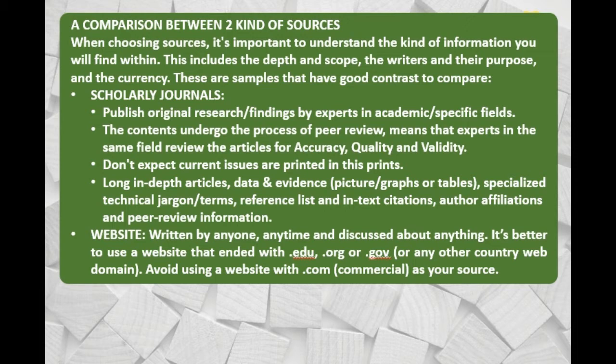Scholarly journals only publish original research or findings by experts in academic or specific fields. And the contents undergo the process of peer review, meaning that experts in the same field will review the articles for accuracy, quality, and validity. And the writers sometimes need to rewrite their articles before they can be published in scholarly journals.